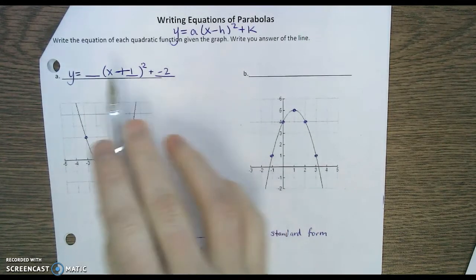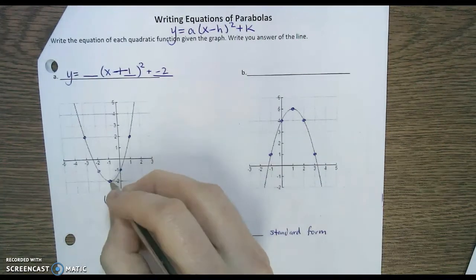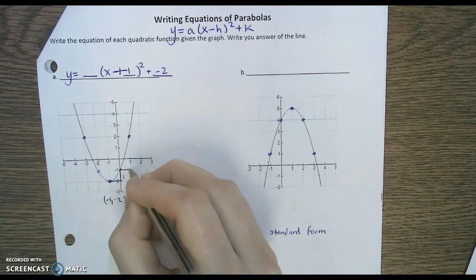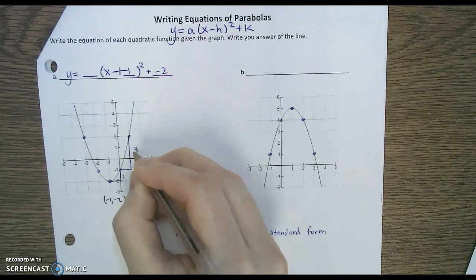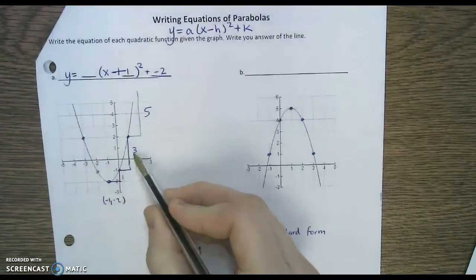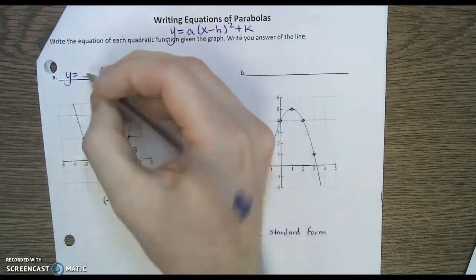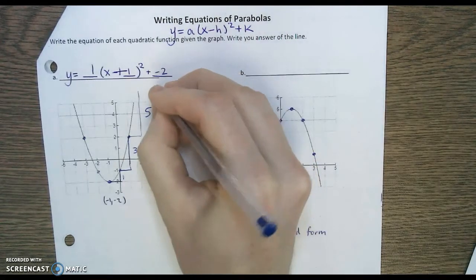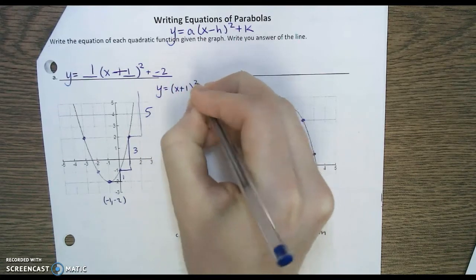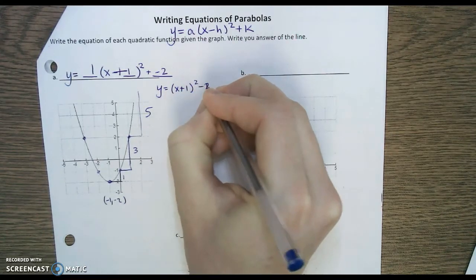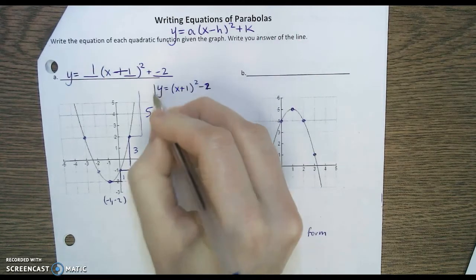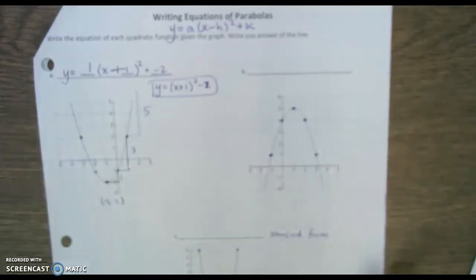And then we look for the a. And so there you want to look for your pattern. This is going over 1 up 1, over 1 up 3, and we can assume it's going over 1 up 5. And so that's my regular pattern, 1, 3, 5. So it must be a 1 in front. So written a little bit nicer, we don't need the 1. So (x + 1)² - 2 would be the equation for that.